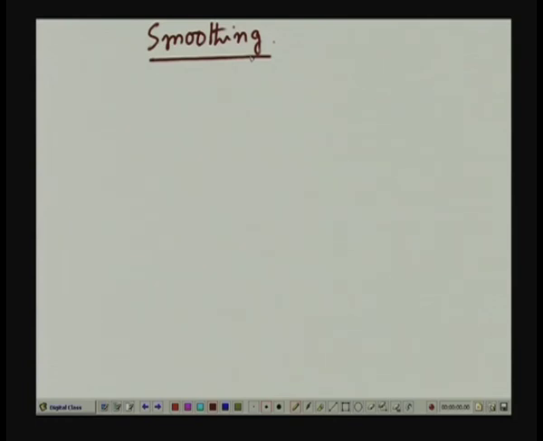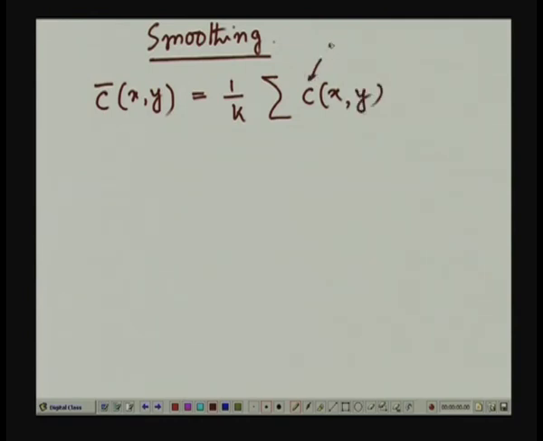So, for this smoothing, what we have is that in the smoothed image, the color component C bar x y will be given by 1 over k summation of C x y, where this C x y is actually a vector having 3 components. In RGB space, this will be the red, green and blue components, and this averaging has to be done for all locations x y which are in the neighborhood of point x y.